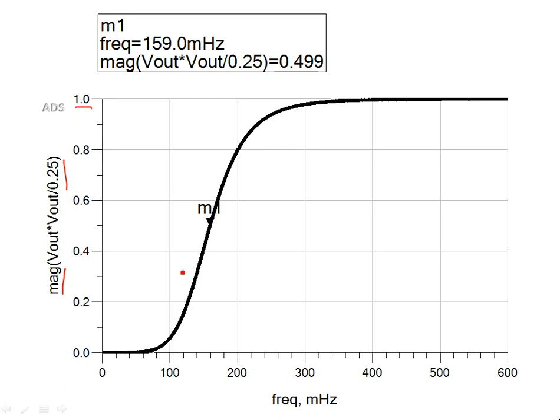Now, where does the half power point occur? The half power point, 0.5 transmission, 50% transmission, occurs at around 0.159 hertz, or 159 millihertz. It's one and the same thing. So at 159 millihertz, we have 50% power transmission.